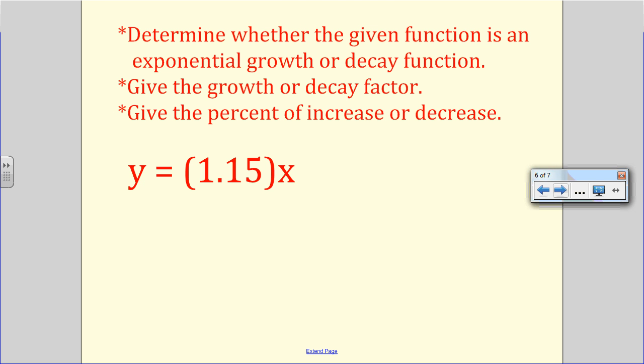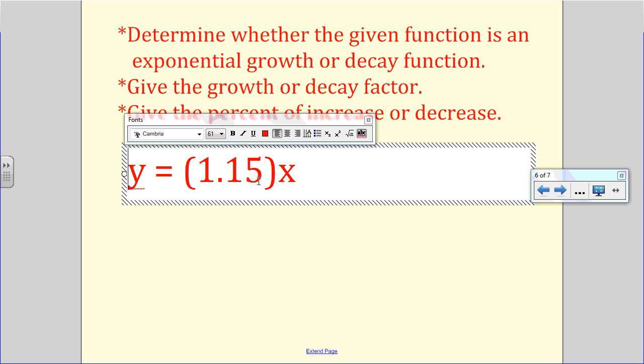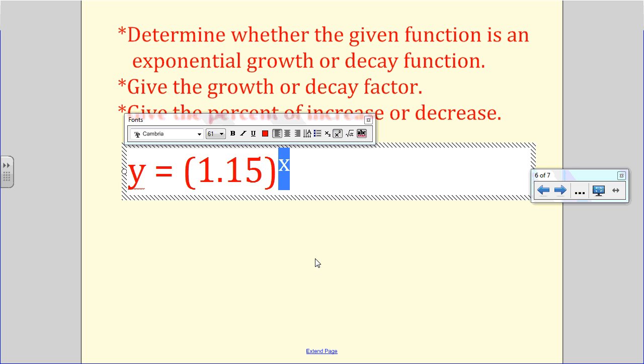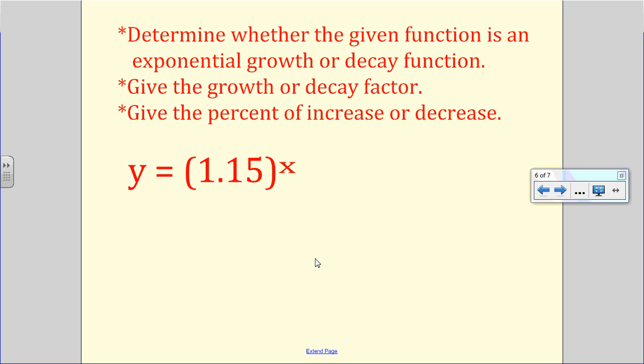So here's what the problems are going to look like. They're going to ask you to determine whether the given function is an exponential growth or decay function, give the growth or decay factor, and then give the percent of increase or decrease. All right? So if we take a look at that, is it growth or is it decay? I'm going to look at what's inside the parentheses. Is this greater than or less than 1? It's greater than 1. So if it's greater than 1, it's going to be growth.